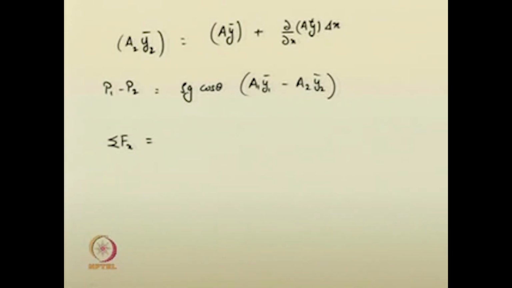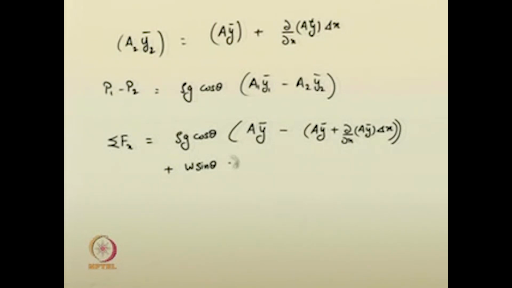So, on using these relationships, you will see that the net force in the x direction can now be written as rho g cos theta times A y bar minus A y bar plus dou by dou x of A y bar into del x, plus W sin theta minus rho g A S2 del x, right. So, why we need to write it like this?